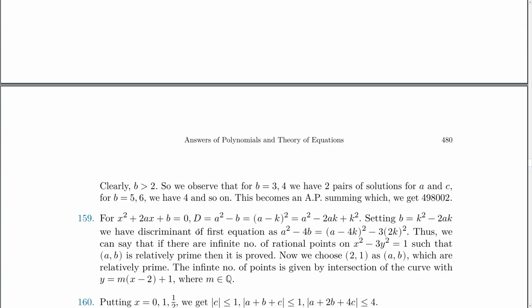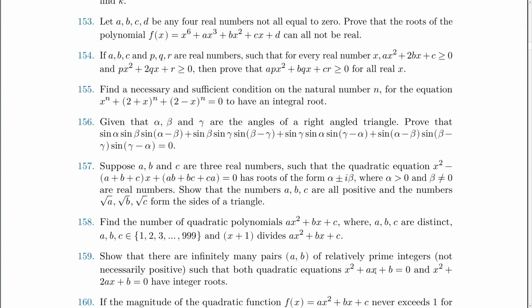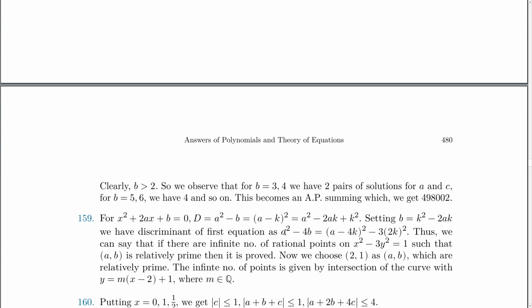So we have the discriminant of the first equation, that is this equation, a square minus 4b. We substitute the value of b from here, it becomes a minus 4k whole square minus 3 into 2k whole square. Thus, we can say that there are an infinite number of rational points on x square minus 3y square is equal to 1, such that a, b is relatively prime, then it is true.